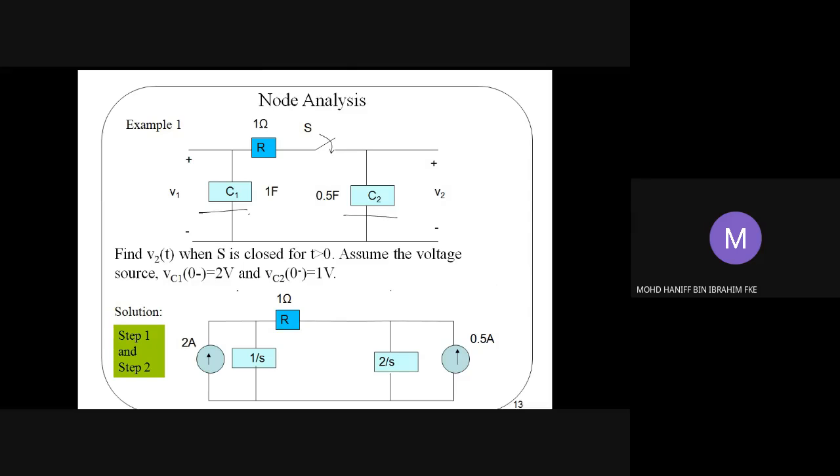The information given is that the switch S is closed for t bigger than 0. Assume that VC1 at 0 negative is 2 volt and VC2 at 0 negative is 1 volt. So it means that the initial voltage for the C1 capacitor is 2 volt, and the initial voltage for the C2 capacitor is 1 volt.